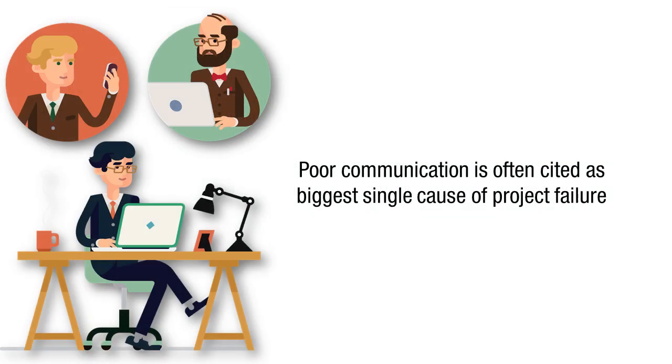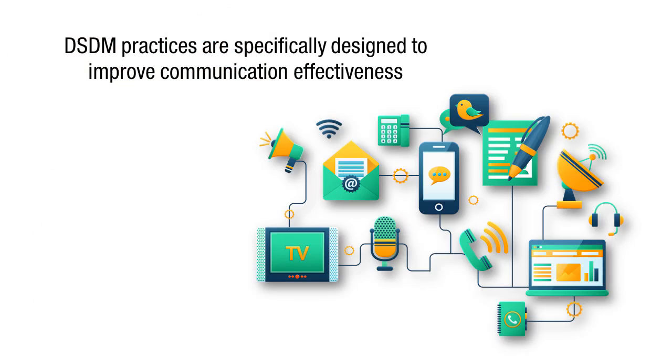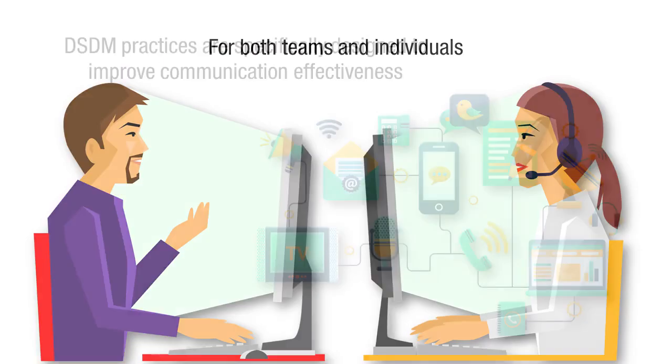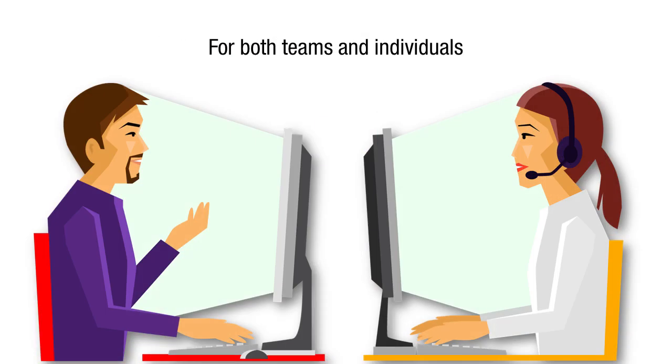Communicate continuously and clearly is the next principle. Poor communication is often cited as the biggest single cause of project failure. DSDM practices are specifically designed to improve communication effectiveness for both teams and individuals.